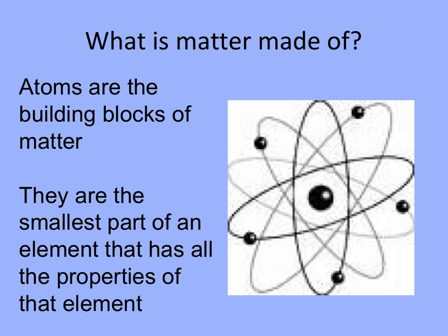So what is matter made out of? Matter, if you remember, is anything that has mass and takes up space. So atoms are the building blocks of matter. They're the smallest part of an element that has all the properties of that element. It retains all those properties.